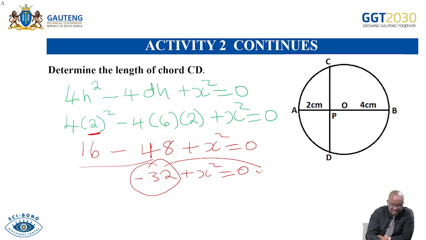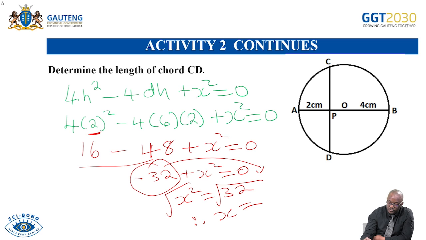We want x squared, so we transpose that. x squared is equal to 32. So now, to get rid of the square, we introduce the square root. Therefore, your x is going to be, if you go to your calculator and take the square root of 32, you will have 4 root 2. And that is equivalent to 5,66. So that is your CD.